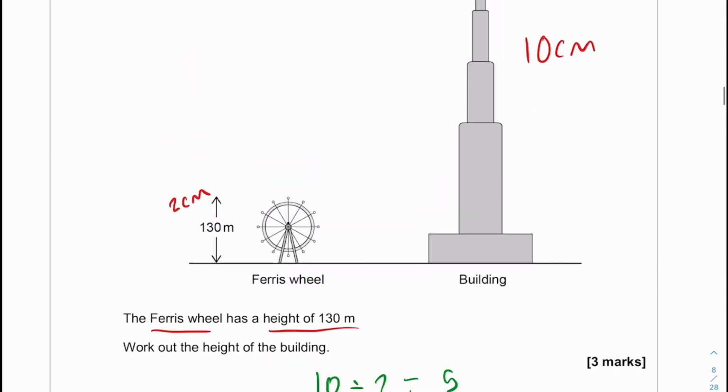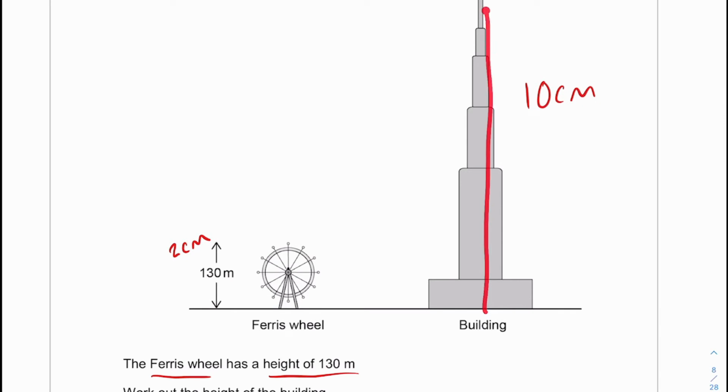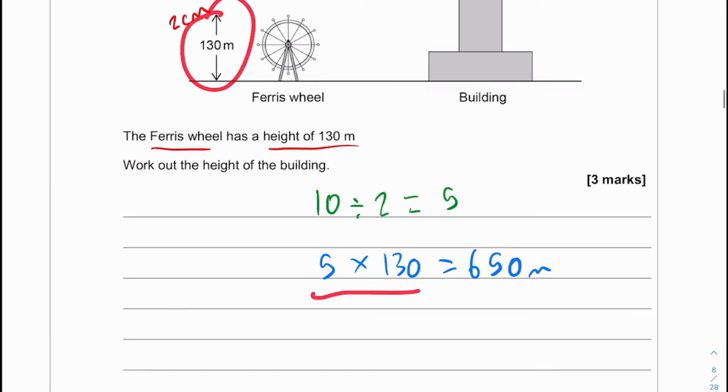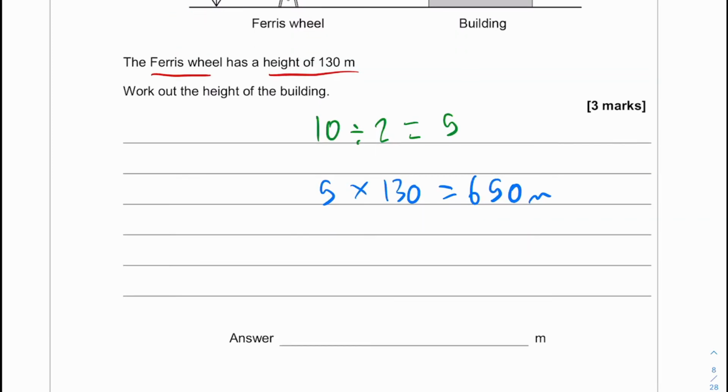So again, what we've done here is we've worked out how much bigger is the building than the Ferris wheel, and it's 5 times bigger, and then we multiply the 5 times bigger building by the height of the Ferris wheel, which is 130 metres, as we've done here, and we get 650 metres. So 650 metres is the final answer.